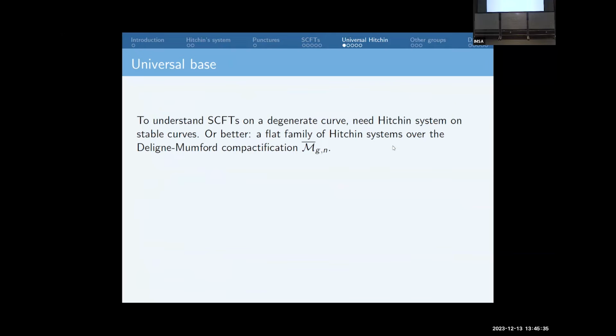So to understand superconformal field theory on a degenerate curve, which is something that physicists want to do, because you can hope to do things like reversing the formula, we come up with some quantity where the information is there, and then you generate all the way to the model of the degenerate quantum boundary computed there. So we need to extend the Hitchin system to stable curves, or better, to get a flat family of Hitchin systems over the entire Deligne-Mumford moduli space.